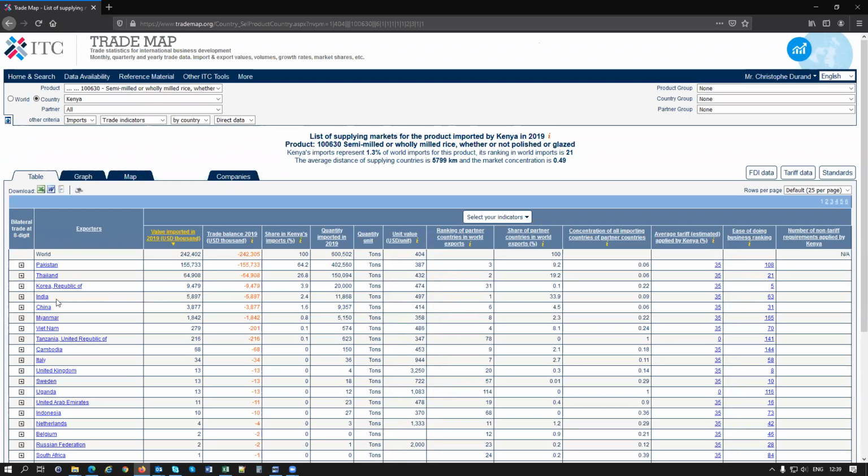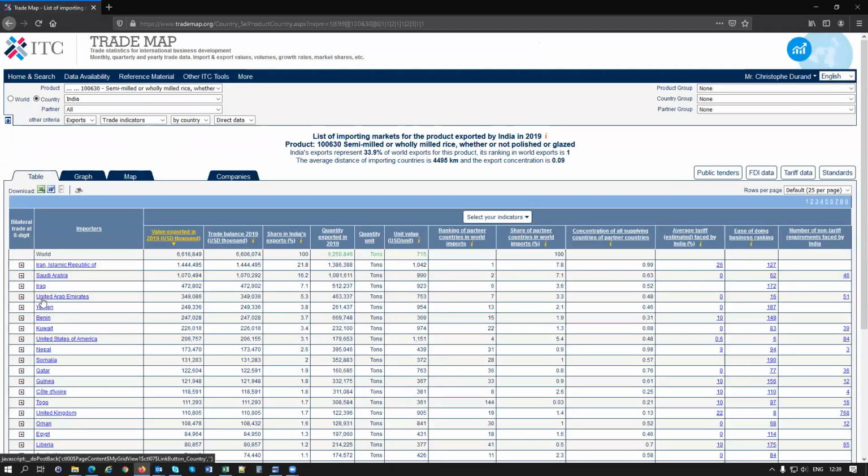Now, once again, let's have a look at the case of India. And we said, okay, I'm in Kenya, I want to diversify my imports of rice. So I see that India is exporting to different countries. I understand that India is actually the world's first exporter of rice. So why don't I try to find someone in India who could supply me?